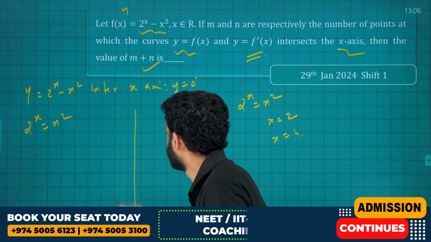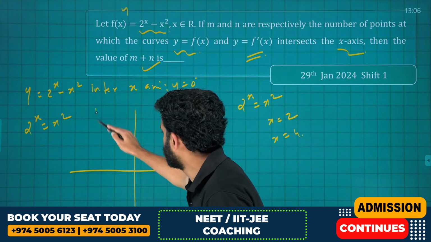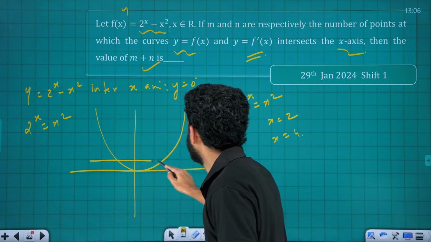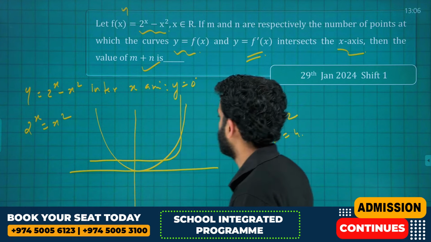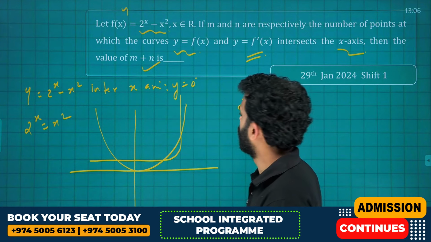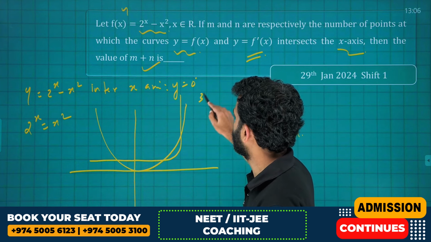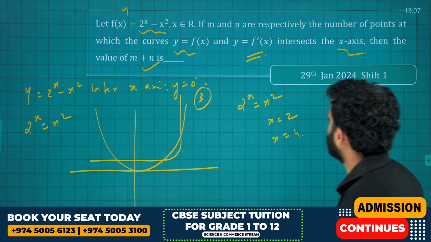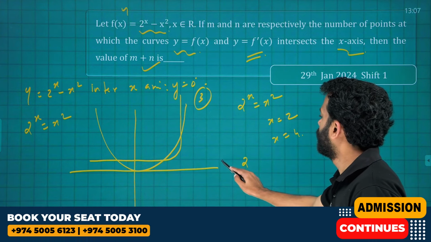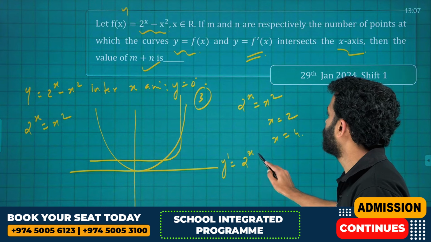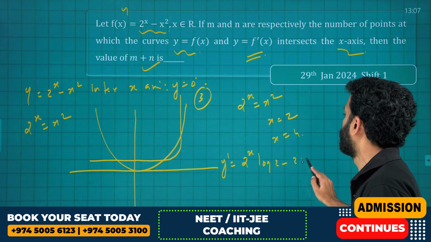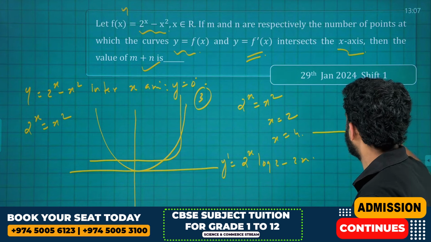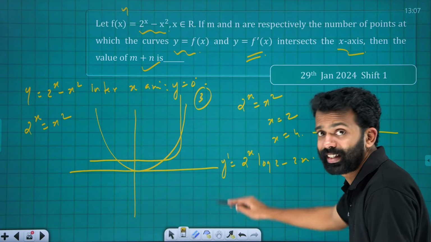So, x square will be like this. The graph will be like this, and I think they will again meet. Here we have 2 and here we have 4. So, how many points is it intersecting? 3 points. So, if you differentiate it, you will get what? y dash is equal to 2 raised to x log 2 minus 2x.